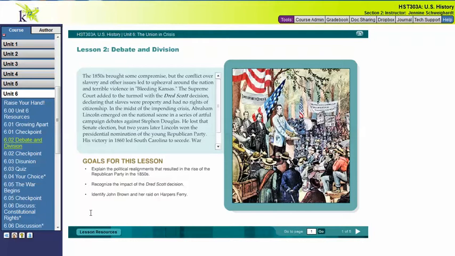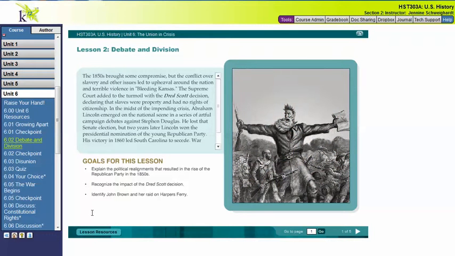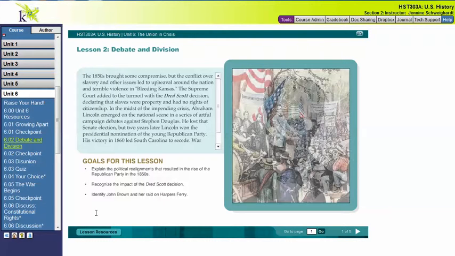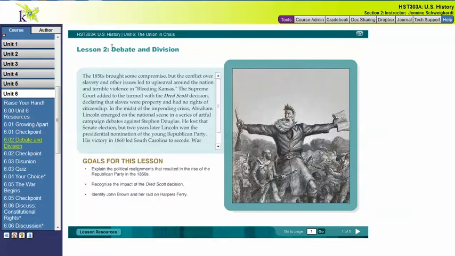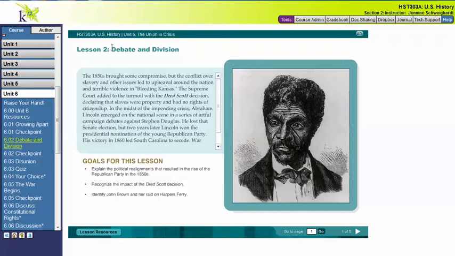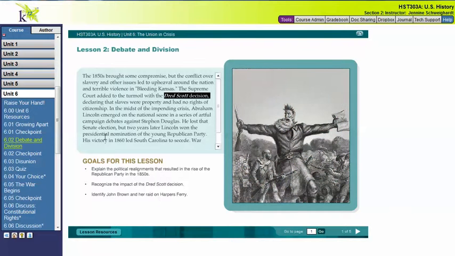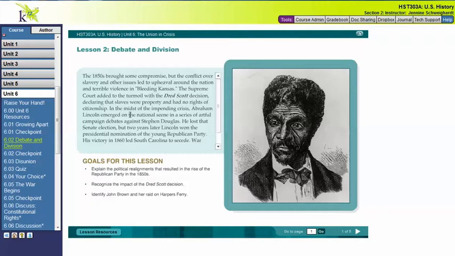In Lesson 6.02, Debate and Division of your U.S. History course, Part A, you'll be learning about the final situations in U.S. history that caused the United States to go into civil war. A lot of this has to do with Supreme Court case decisions like the Dred Scott decision, and also political polarization, or a changing alignment of political parties from Whig and Democrat to Whig and Republican.